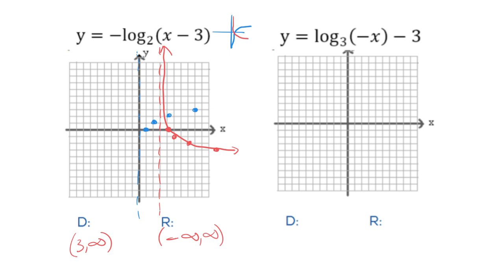Okay, let's see what happens on this next example. Now it's a base 3. That's new. Not really new, but base 3. This is with the x, so it's a horizontal reflection. So it's going to reflect over the horizontal, so over the y-axis, I should say. Then it's going to go down 3.